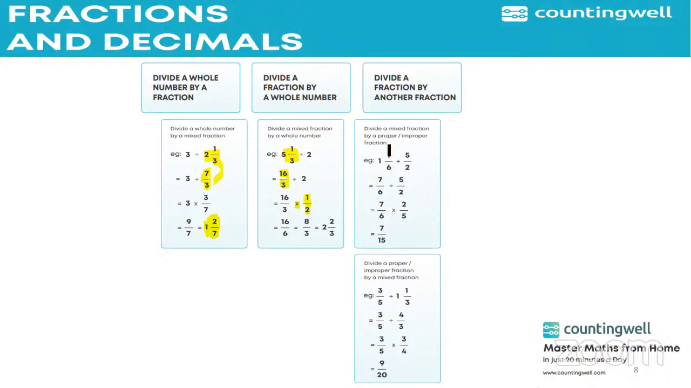Now let us divide a mixed fraction by a proper or improper fraction. Again the steps are similar. We have to convert the mixed fraction into improper, and then we have to multiply by the reciprocal of the divisor to get the result. Same we have to do when we are dividing a proper or improper by a mixed. You have to always convert mixed into improper or proper, and then we have to take the reciprocal of the divisor by taking the multiplication sign. So we get the resulting answer as 9 by 20.